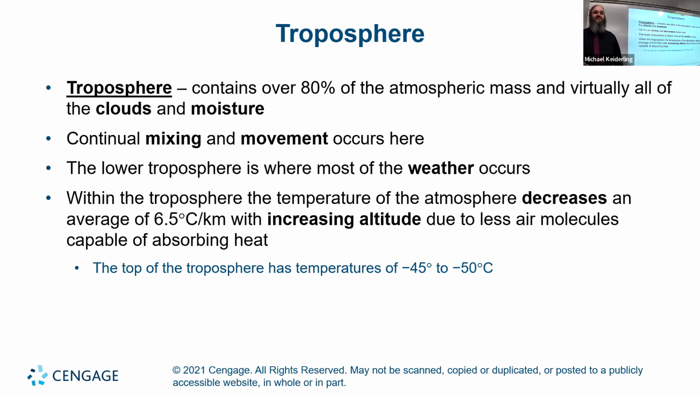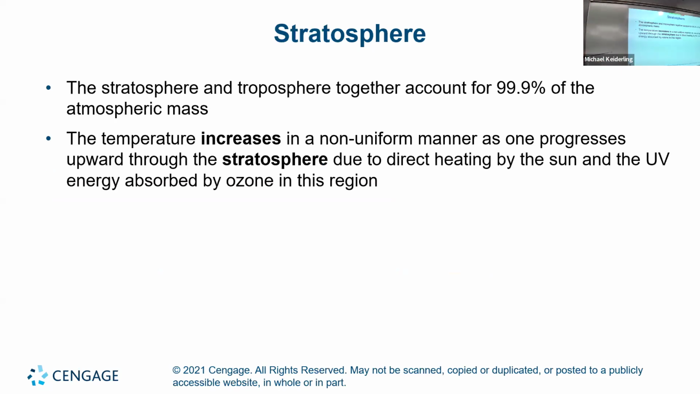Those numbers are minus 49 to minus 58 degrees Fahrenheit, doing the conversion in my head. But it's very cold, Celsius or Fahrenheit. So the stratosphere and the troposphere together account for 99% of the atmospheric mass.